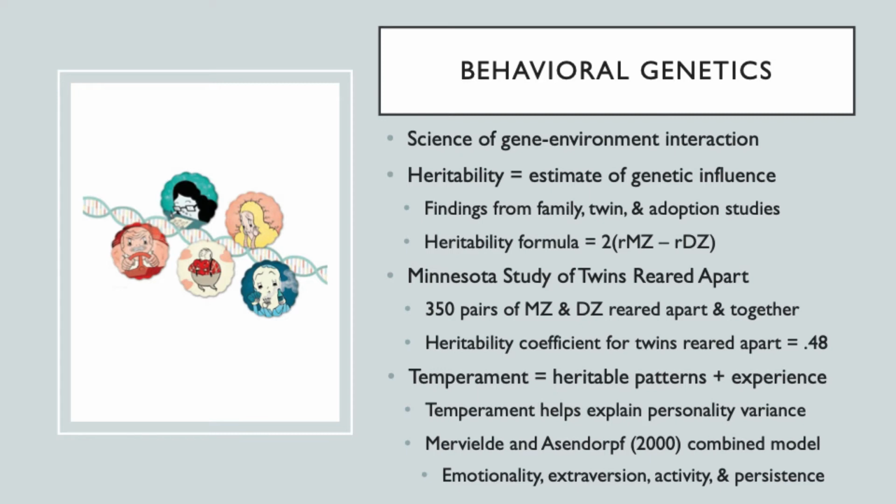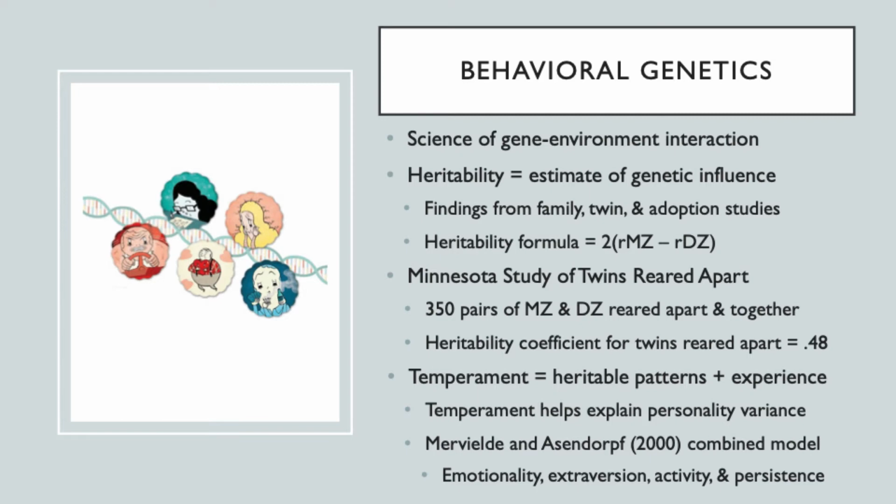The overall heritability of personality was found to be 0.48, which means that nearly half of the variance is explained by genetics. Interestingly, they found that IQ was more heritable at 0.7. This study is not without flaws.